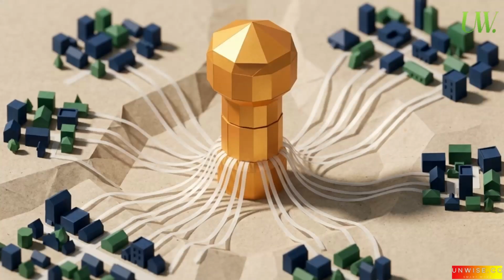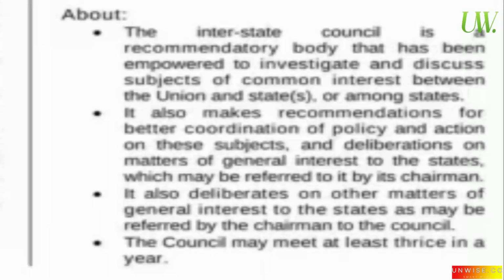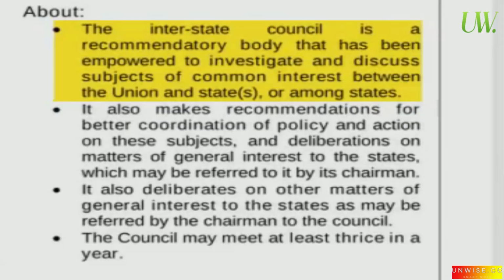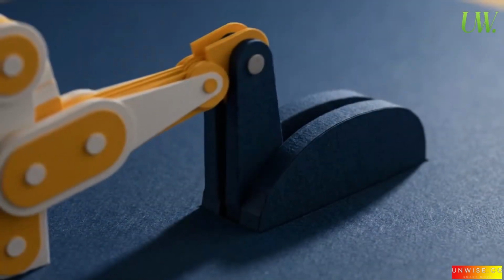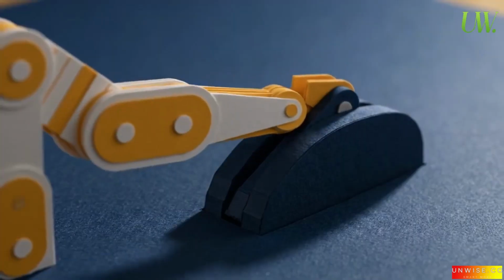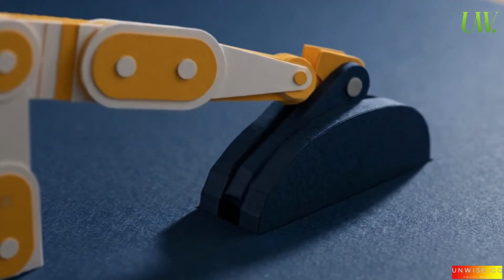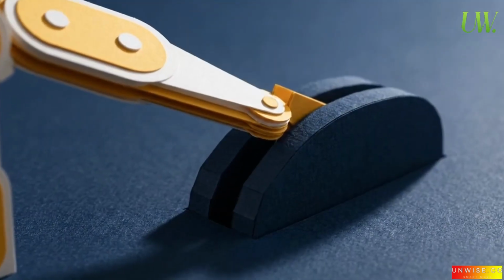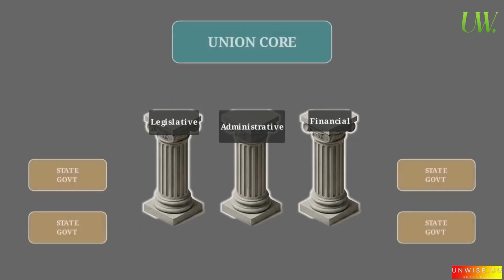By centralizing high-yield revenue and distributing it back down, the Constitution ensures that states remain financially dependent on the Union's cooperation. During peacetime, this asymmetric system operates through coordination mechanisms like the Interstate Council, which exists to investigate subjects of common interest. But the system's ultimate nature is revealed during a crisis. Articles 352, 356, and 360 govern national, state, and financial emergencies. These articles are constitutional sleep switches.